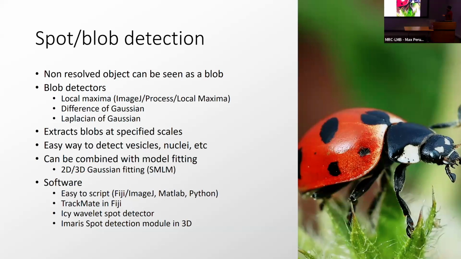You can combine it with Gaussian fitting, for example, to enable super resolution, for example in single molecule localization microscopy. And it's very easy to script, even in an ImageJ macro, or MATLAB, or Python. It's implemented in TrackMate as a first step for detecting the objects, in ICY as well. Imaris doesn't say how they do it, but there is a spot detection module in Imaris as well.